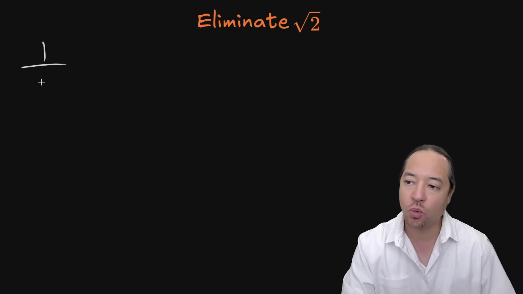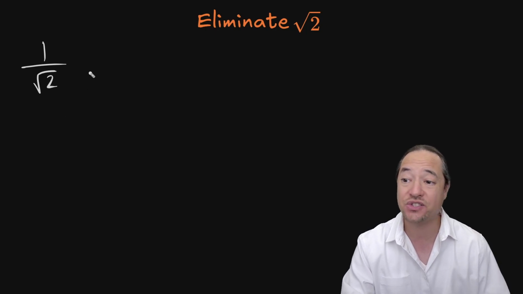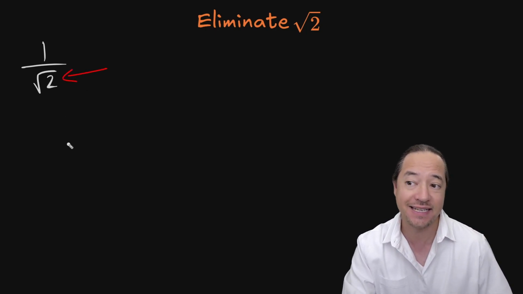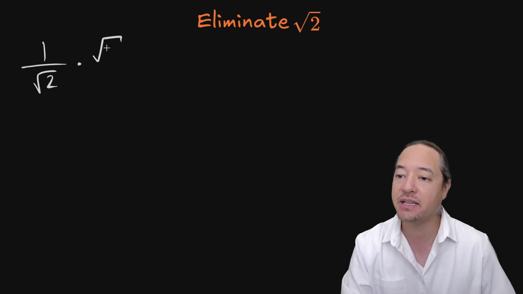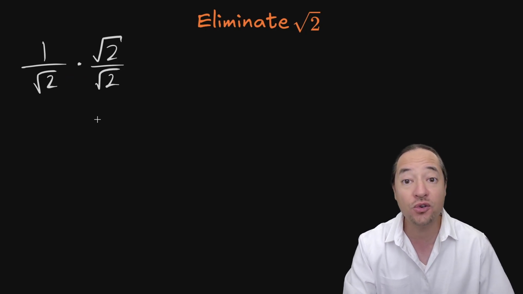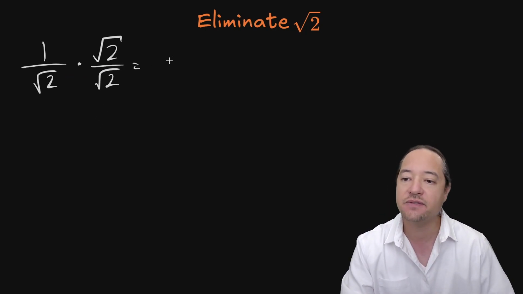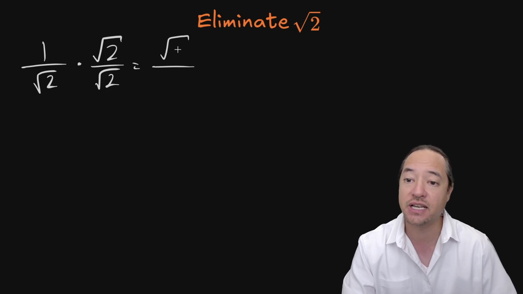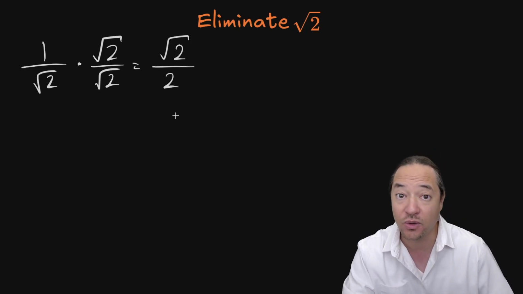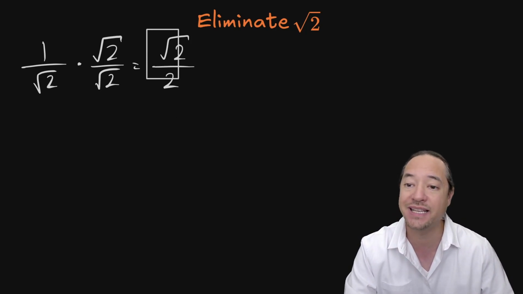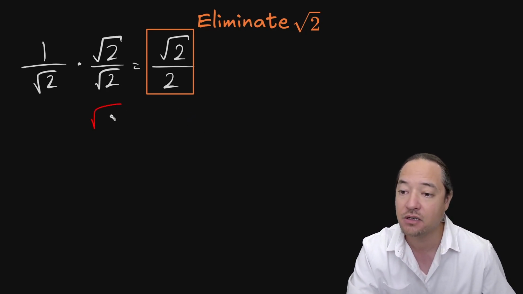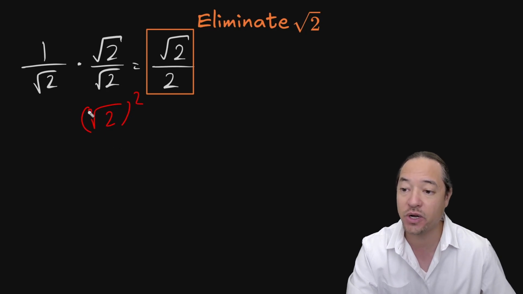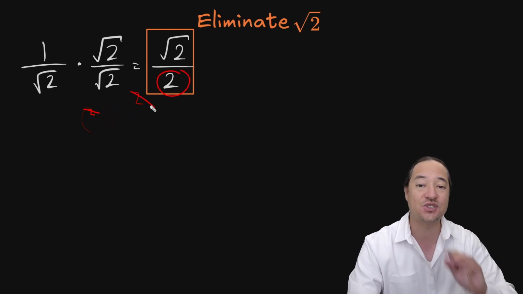So if we have this 1 over root 2 fraction and we want to eliminate this radical sign in the denominator, what are we going to do? Well, we can do that by multiplying this fraction by root 2 over root 2. Why does that work? In the numerator, you just get root 2, but in the denominator, root 2 times root 2 is just 2. And so we've managed to eliminate the radical sign that was in the denominator, because root 2 squared, the square root and the square cancel out, and you're just left with 2.